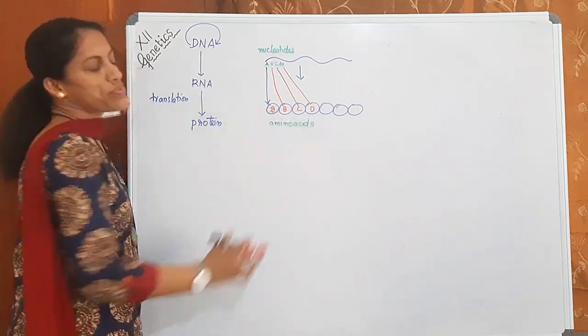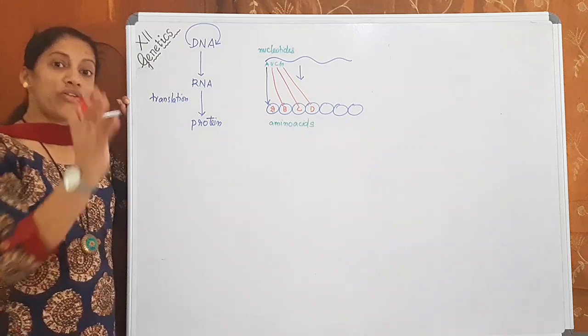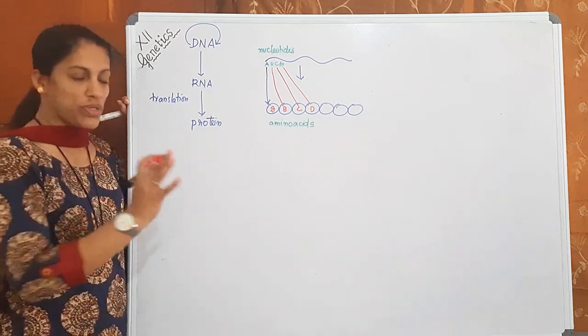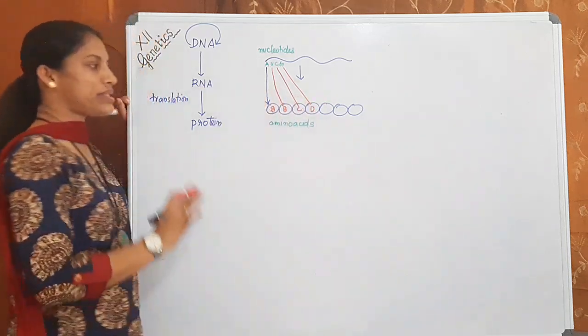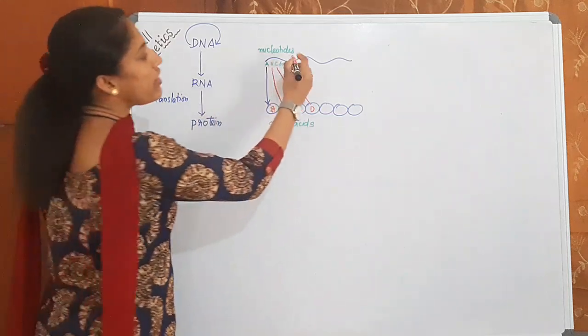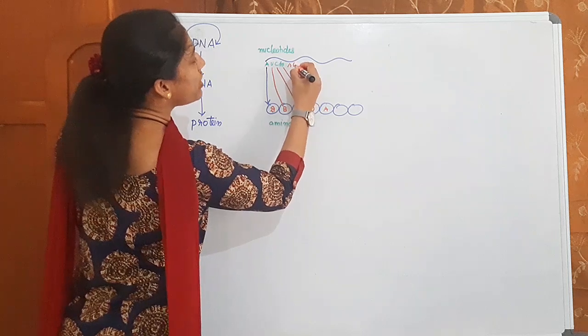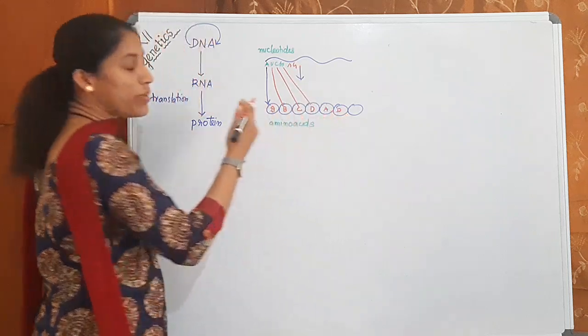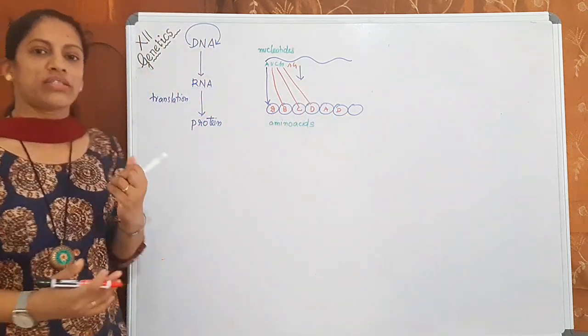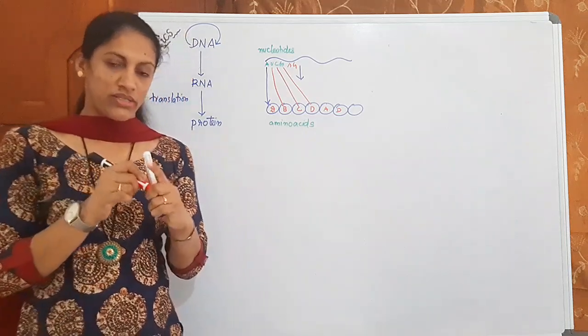How many different types of amino acids will be possible? Only 4 types will be possible: 4 different types of amino acids, A, B, C, D. Wherever adenine comes, the next one comes. If guanine comes here, here will be D. Only 4 types of amino acids.